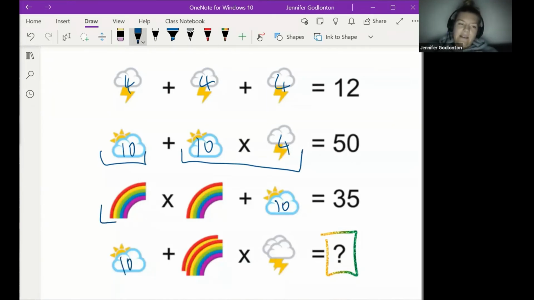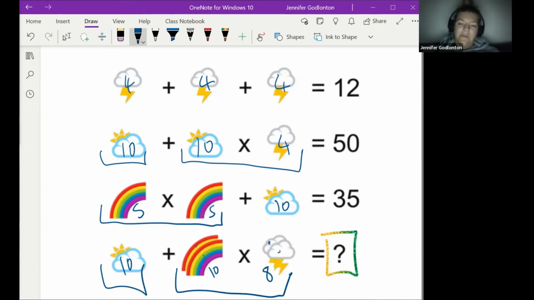Okay, this needs to be multiplied first, and then I'm plussing a 10. So this needs to be 25, which means my rainbows are each 5. And now we need to be clever. There's not one rainbow, there are 2 rainbows here, which means it's 10. There are 2 clouds here, which means it's 8. And so it's 10 times 8, which is 80, plus 10, which is 90.